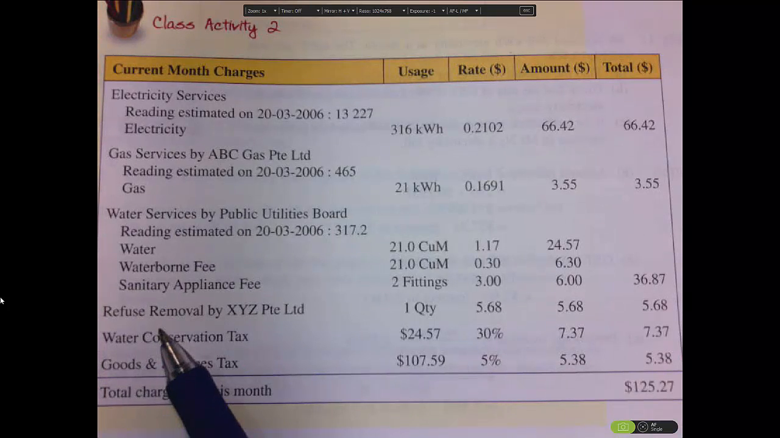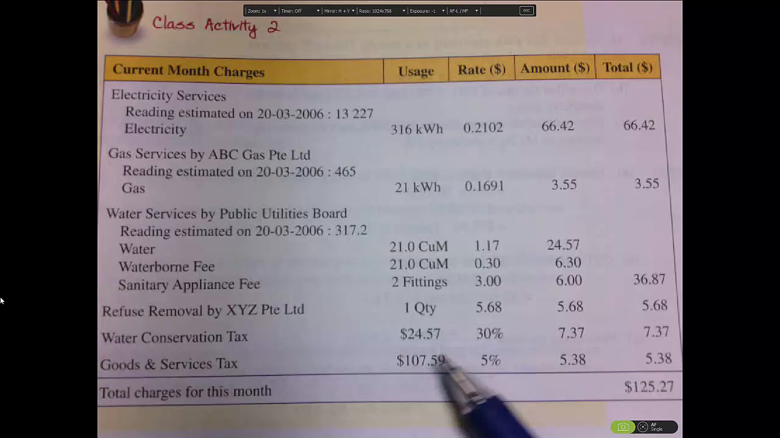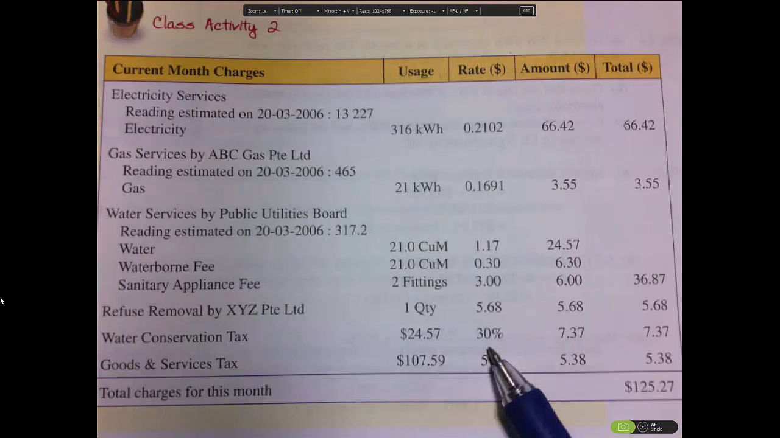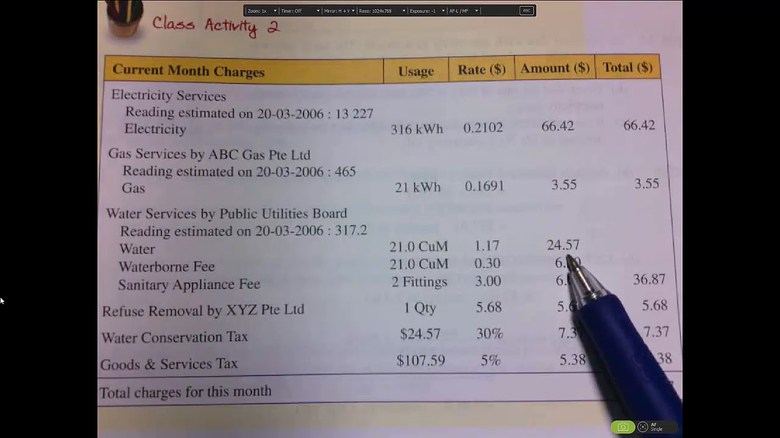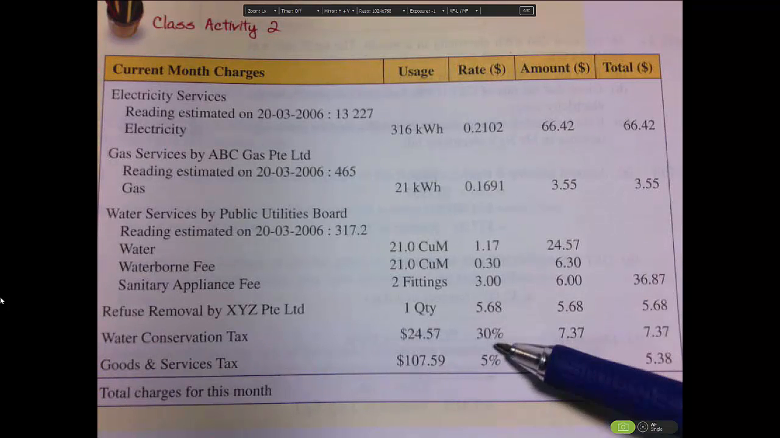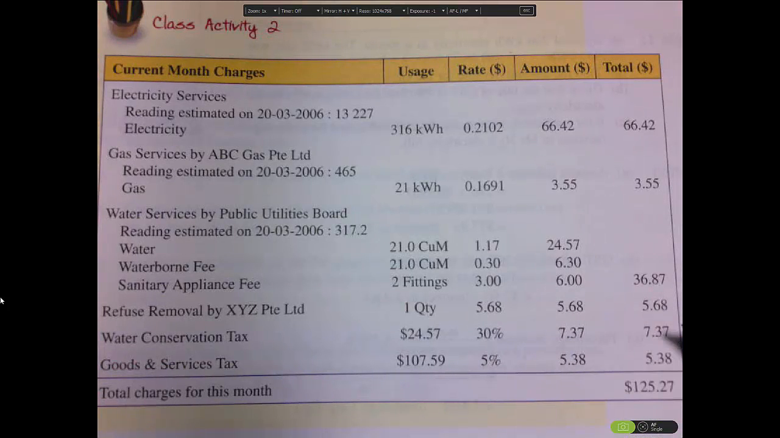And then there's refuse removal, that is just one quantity, 5.68. Water conservation tax, 24.57 times 30%. This tax is at a fixed rate of the amount of water that you use. This is a way to encourage people to save water. As I have said earlier, water is a precious resource, so the more water you use, the higher your tax. So you say, hey, I'm paying so much water conservation tax here, I think I should try to use less water. So this $7.37 acts as a deterrent from you using more water.